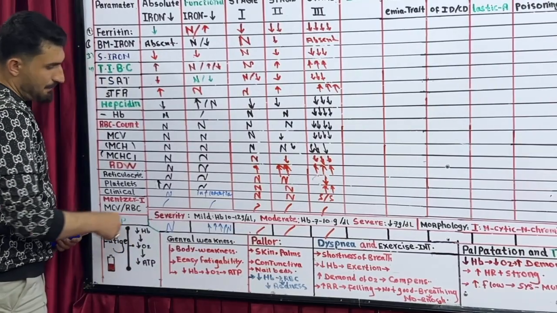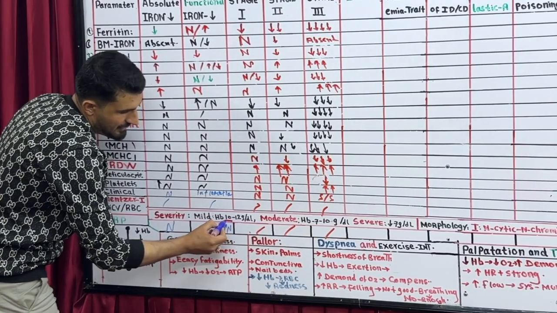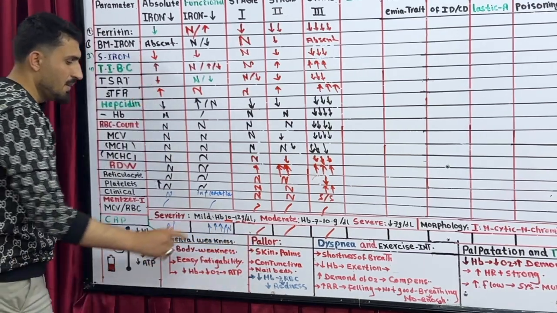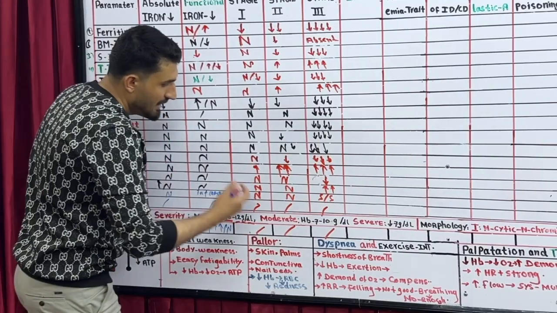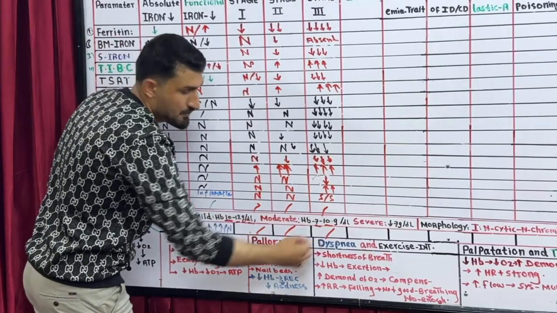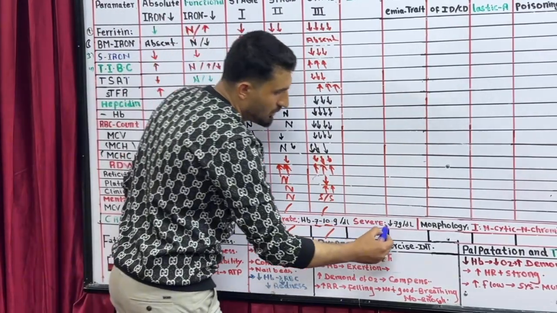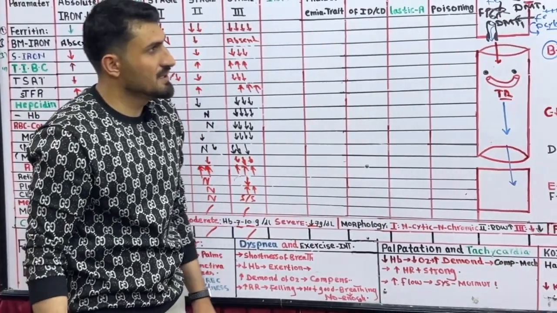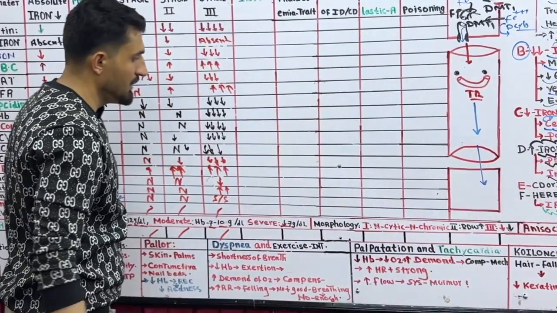For example, if my hemoglobin level is around 10 up to 12 grams per dL, this is called mild iron deficiency anemia. When it drops to between 7 and 10 grams per dL, it's called moderate. And when it drops below 7 grams per dL, it's called severe iron deficiency anemia, because this is very important during the treatment of anemia.